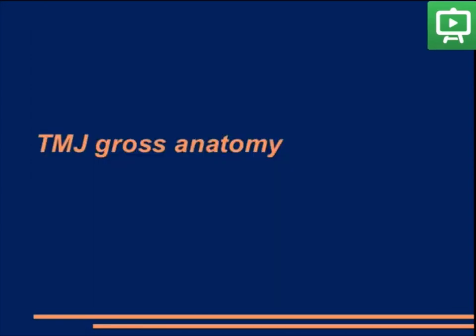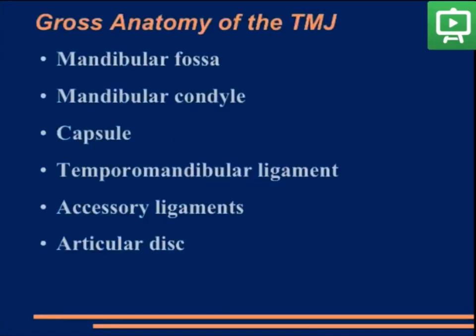Now we will start with the gross anatomy. We will talk about the mandibular fossa, the upper articular surface, the mandibular condyle, the lower surface, the surrounding capsule, the temporomandibular ligament, accessory ligaments, and finally the articular disc.